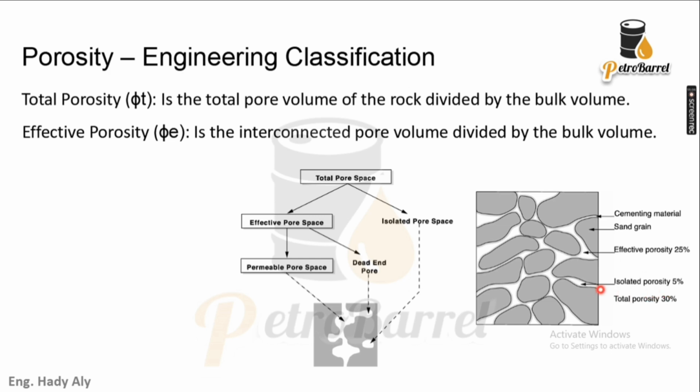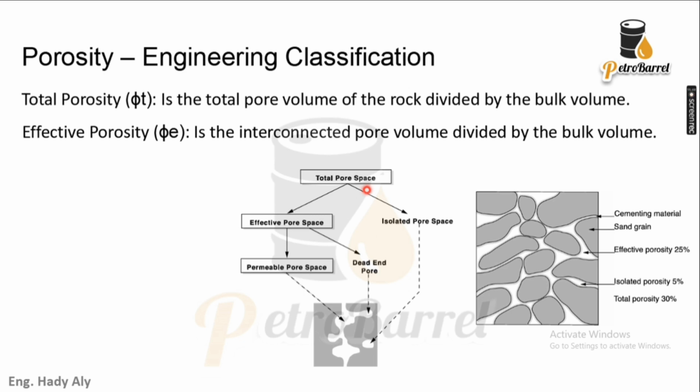But for the isolated porosity, I have pore spaces, but this pore space doesn't have any path for the fluid to come out through it. So this is the isolated porosity. Okay. For example, conventionally, if I have any hydrocarbon here, I don't have any option to produce this hydrocarbon conventionally. So this is the isolated porosity. The summation of effective and isolated is the total porosity. For example, I have effective porosity 25%, isolated porosity 5%, so the total porosity is equal to 30%.